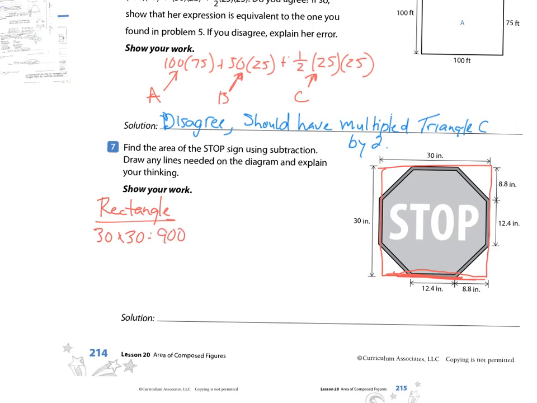So the area of the rectangle is 900, and we need to subtract the area of these 4 triangles. Those 4 triangles all have the same area, so I'm going to find the area of one and then multiply it by 4. To find the height of the triangle, I'm sorry, here, it's given. Let's just use that.